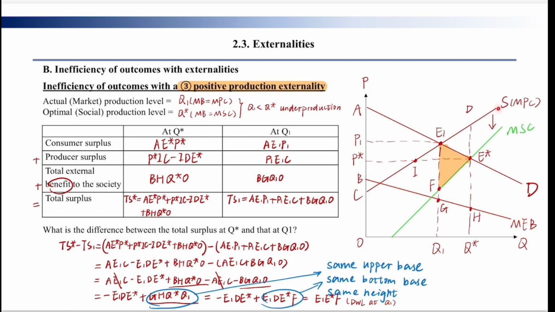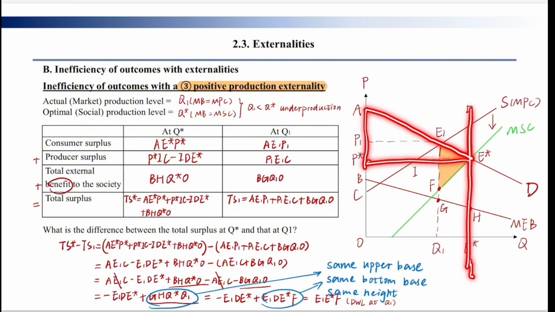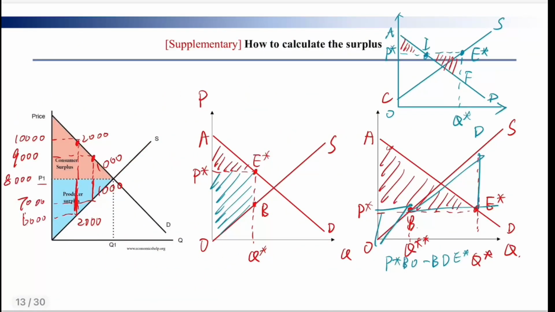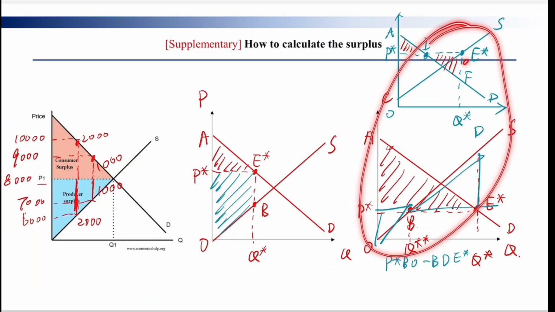Right? The S curve and the D curve, their intersection is the equilibrium point. So this is the former equilibrium point. This is the new equilibrium point. So at the Q star level, the consumer surplus is this triangle, and the producer surplus is this triangle minus this triangle. If you don't understand, you can take a look at these two graphs. You can know this.